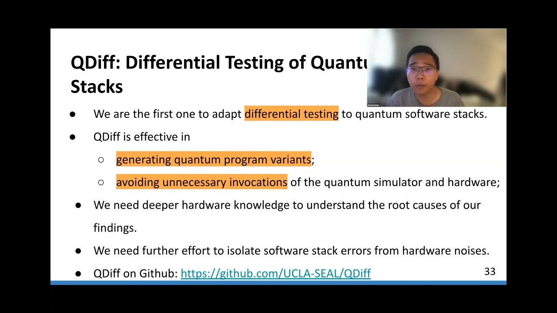Second, the initial purpose of QDiff is testing quantum software stacks. However, when executing on a real quantum computer, we find the hardware noise conceals the software bugs, even with our 2 optimizations. So we need further effort to isolate the software stack errors from the hardware noise.